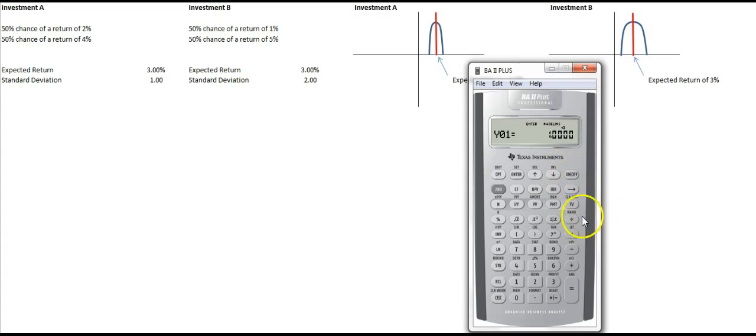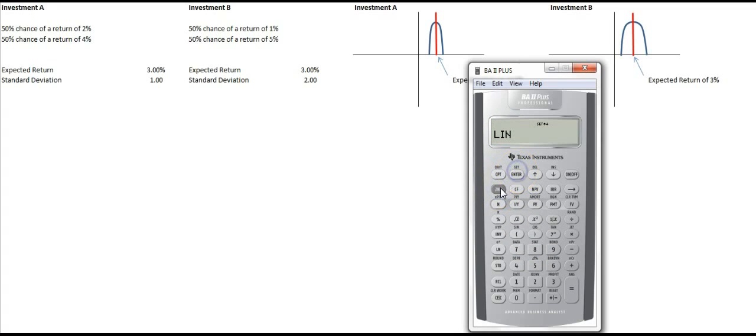Well, 50% of the time, in other words, 50 times out of 100, it will give us that 2%. X2 is the 4%. 4, enter, down. Again, out of 100 outcomes, 50 of them will be at that 4% rate. Then go to Statistics and make sure this is set on 1V.